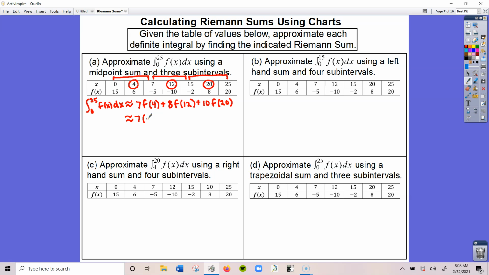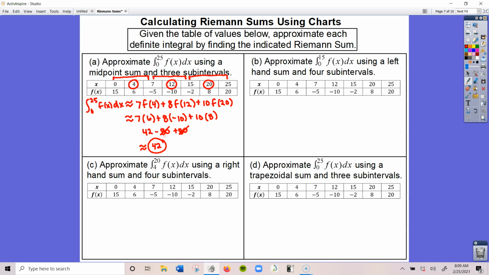So 7 times f of 4, which is 6, plus 8 times f of 12, which is negative 10. Plus 10 times f of 20, which is 8. So we get here 42 minus 80 plus 80. The 80s will cancel, and we're left with an approximation of 42. So this would be my area. Now let's look at the next one.